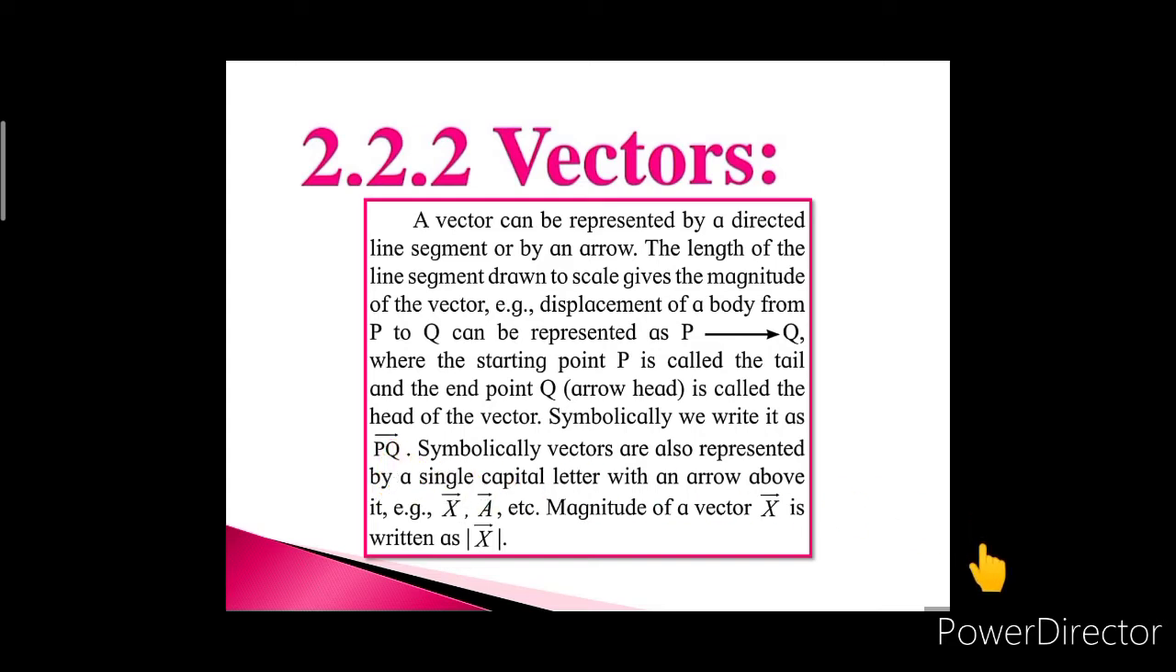So, symbolically vectors are also represented by a single capital letter with an arrow above it. For example, X with an arrow above it is vector X, A with an arrow above it is vector A, etc. The magnitude of a vector X is written as modulus of vector X or only by means of the capital letter, that is X.